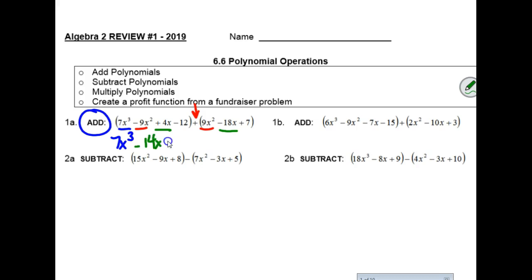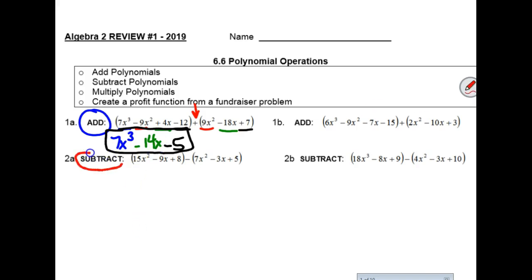And then lastly, we have the constants. So we have negative 12 plus 7, better known as negative 5. So answers in standard form are always my favorite. Technically, you can have any order. Just watch your signs. All right, this next one is the one I'm worried about.